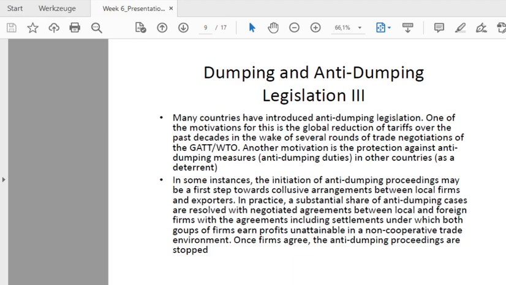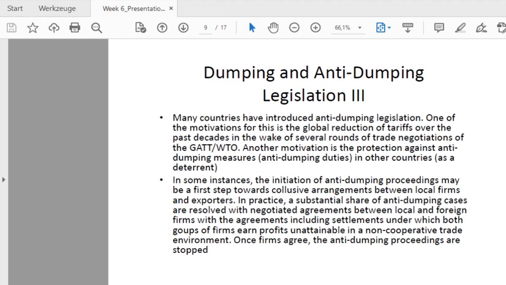In some instances, the initiation of anti-dumping proceedings may be a first step towards collusive arrangements between local firms and exporters. So in practice, a substantial share of anti-dumping cases are resolved with negotiated agreements between local and foreign firms, with the agreements including settlements under which both groups of firms earn profits unattainable in a non-cooperative trade environment. So once the firms agree to such an arrangement, the anti-dumping proceedings are stopped. So here we see collusive behavior of domestic and foreign firms. They just sit at a table and negotiate the best outcome for both groups.